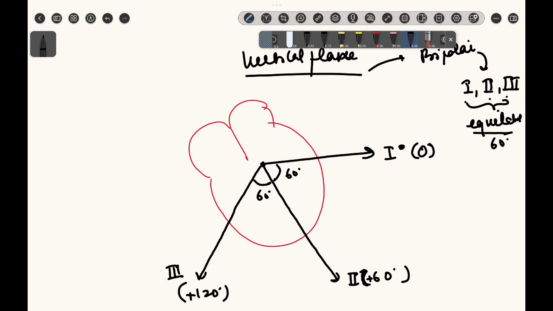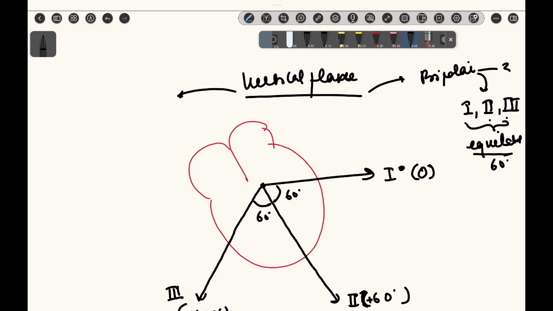Forming a 60 degree angle. The second set of leads in the vertical plane, the bipolar leads, are 3 in number. The other leads are actually unipolar in nature, and they are also 3. The question is, what are they?